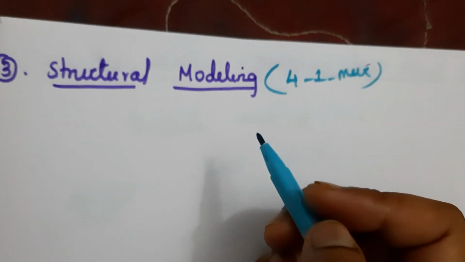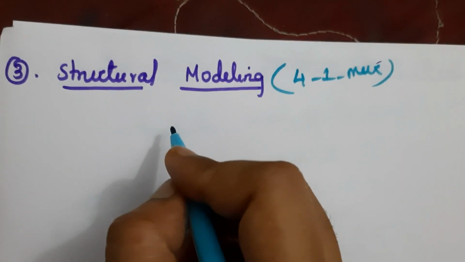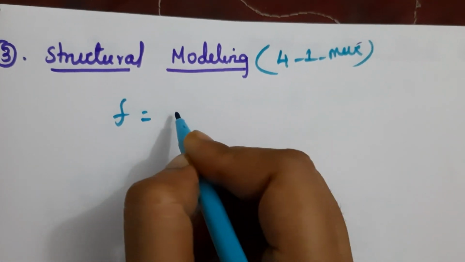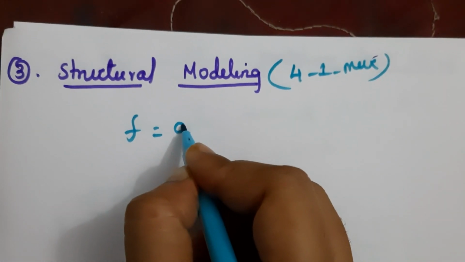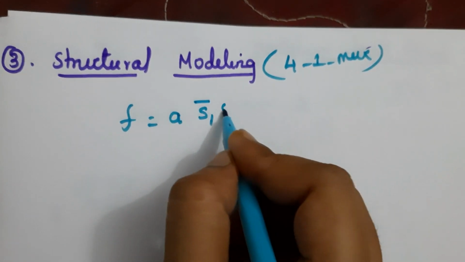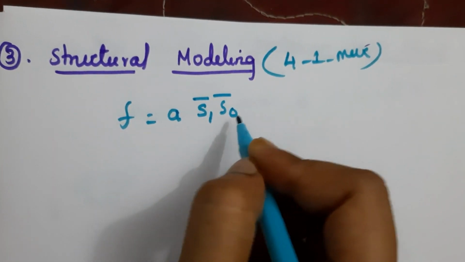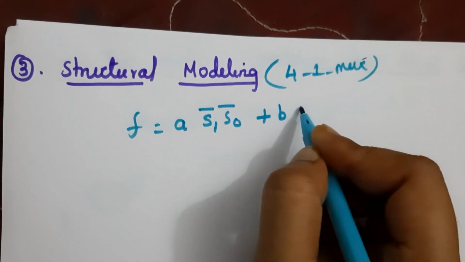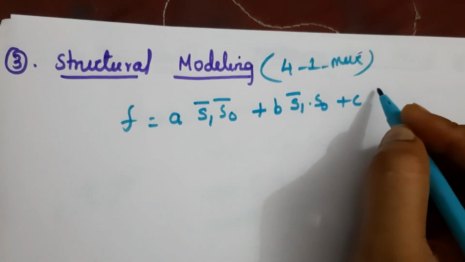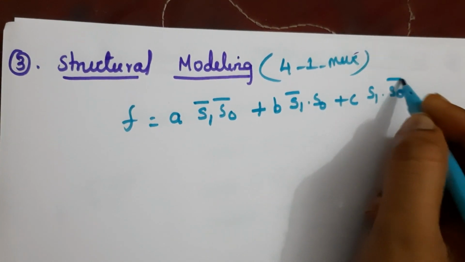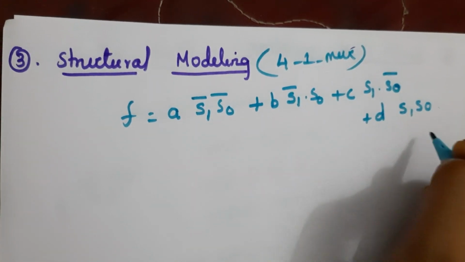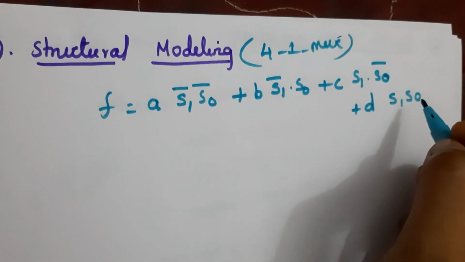For that we have to find the logic expression. Here I write the logic expression using NAND gate. So the logic expression here is F is equal to A S1 bar S0 bar, this is the selection line, plus B S1 bar S0 plus C S1 S0 bar plus D S1 S0. So this is the NAND gate realization of this 4 to 1 mux.